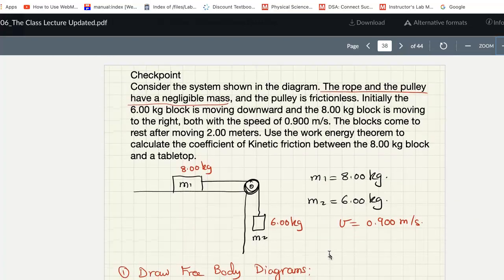Another checkpoint here: consider the system shown in the diagram. The rope and the pulley have a negligible mass, and the pulley is frictionless. Initially, the 6 kilogram block is moving downward, and the 8 kilogram block is moving to the right, both with a speed of 0.9 meters per second. The blocks come to a rest after moving 2 meters. Use the work energy theorem to calculate the coefficient of kinetic friction between the 8 kilogram block and the tabletop.